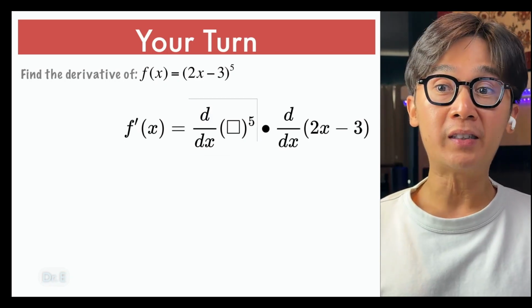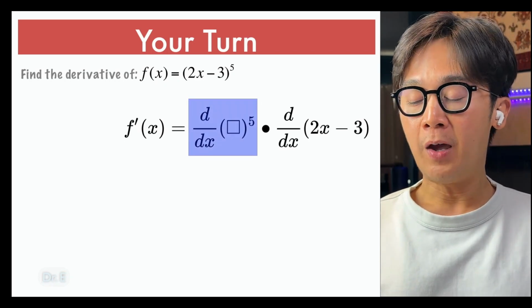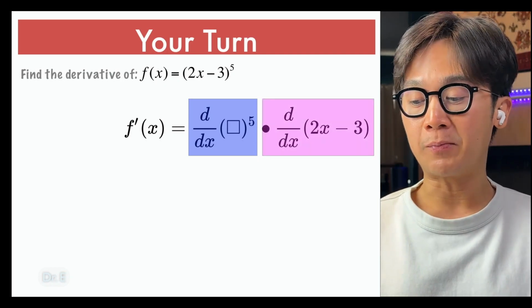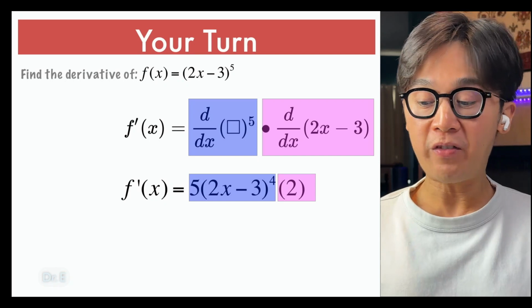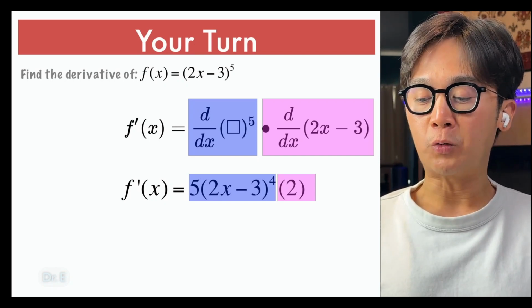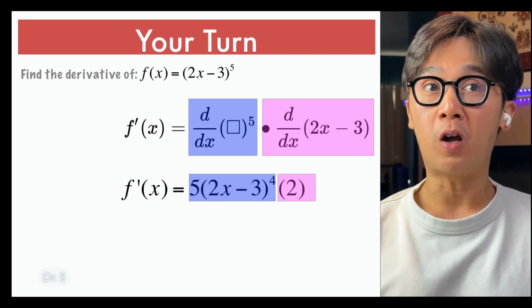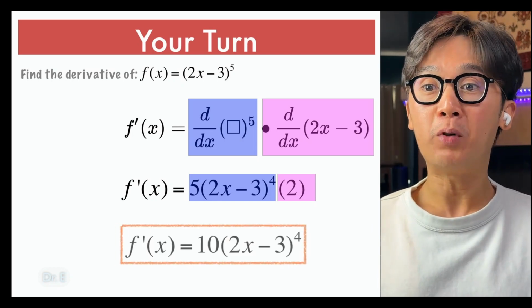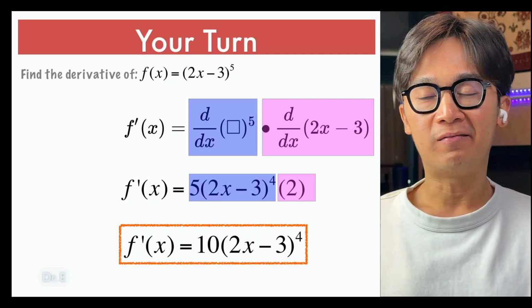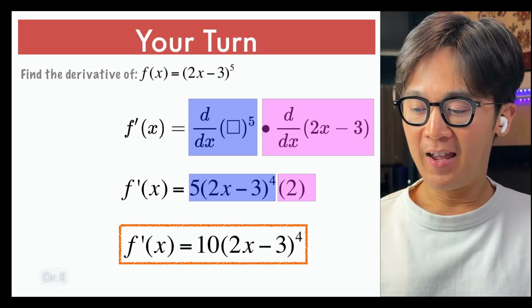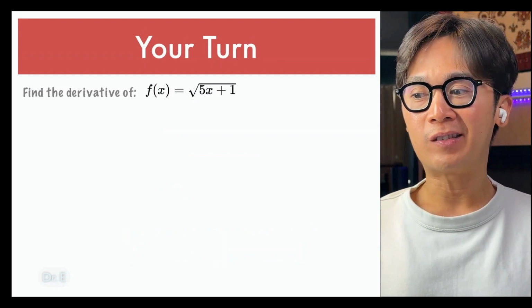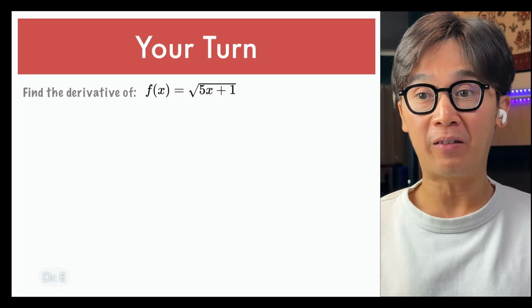Again, there are two parts in this derivative process. We have the derivative of the main function f of x and the derivative of g of x, which is 2x minus 3. Then you combine both of them. As I've mentioned, f prime of x equals 5 quantity 2x minus 3 raised to the 4th times 2 is already our answer. But if you want to make it pretty, you can simplify your function into this, and don't distribute the 10.